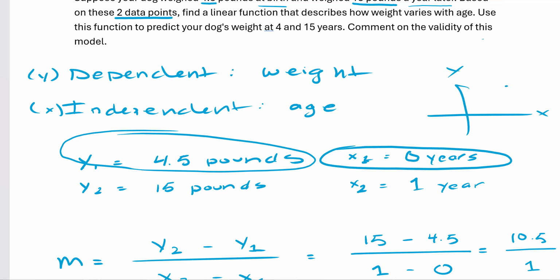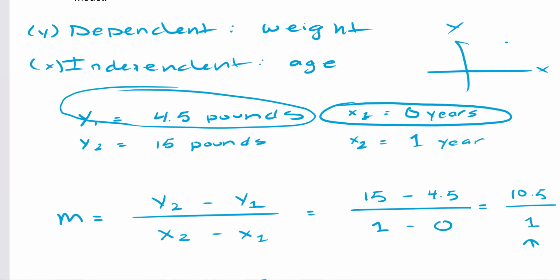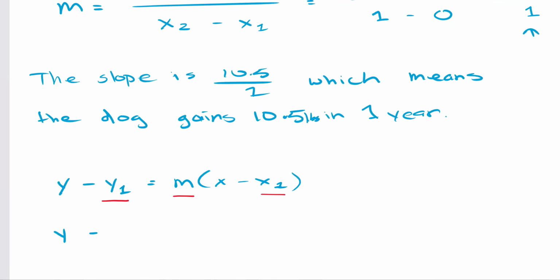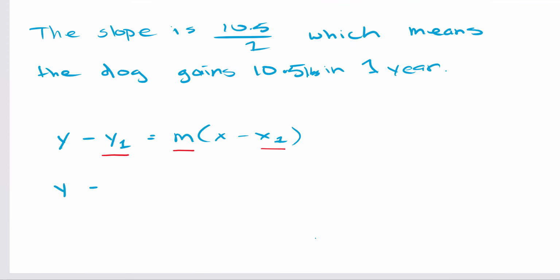Hopefully you have this on pen or pencil and paper right in front of you, and your computer is not doing mean things. So y sub 1 is 4.5.